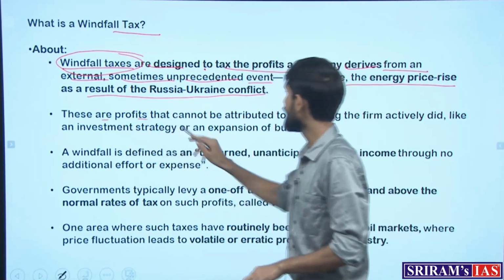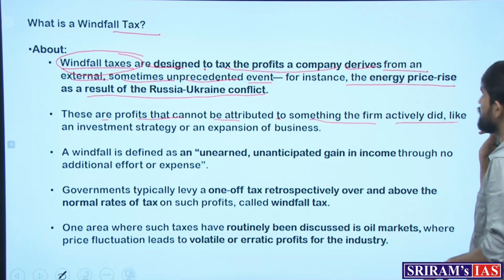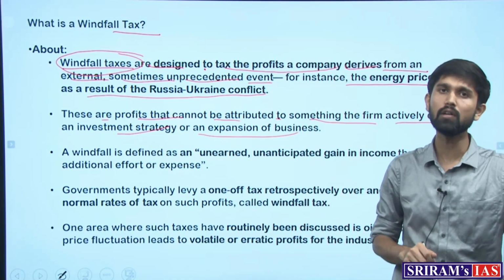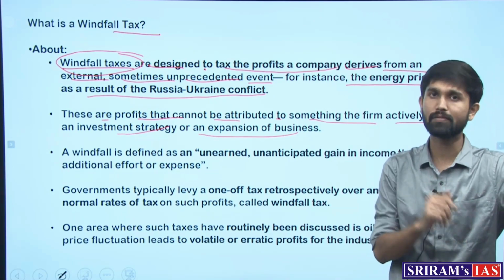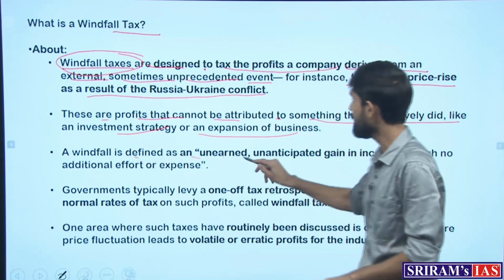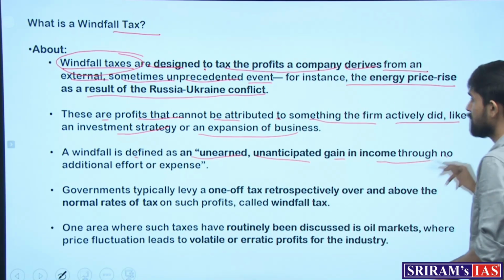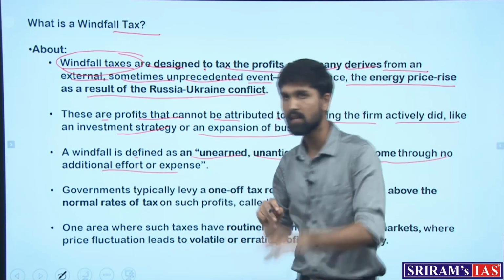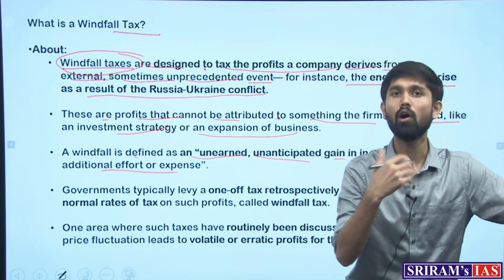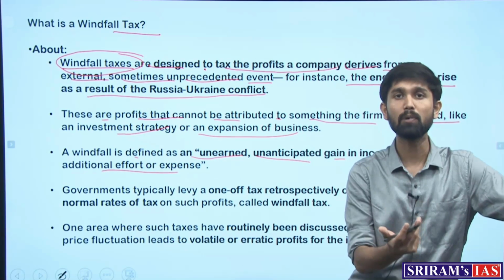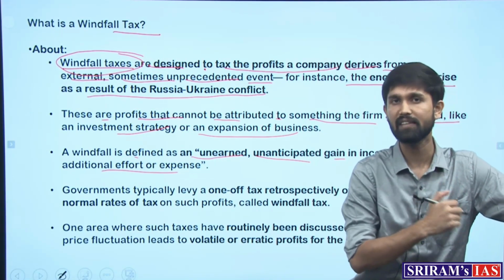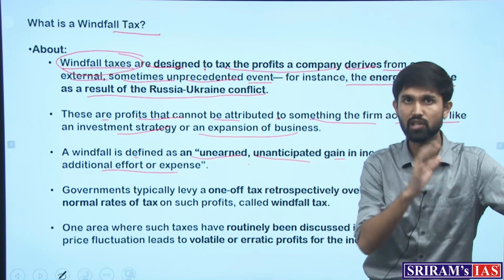These are profits that cannot be attributed to something the firm actively did, like an investment strategy or an expansion of business, and are purely based on a coincidence or an external event, that is when the need for a windfall tax arises. And this is defined as an unearned, unanticipated gain in income through no additional effort or expense. So the rationale used by the government for levying an extra tax is that the firm or the main people of the firm did not do anything to increase that profit, and it is simply based on an externality event, and that is why it feels that such extra charges can be levied.